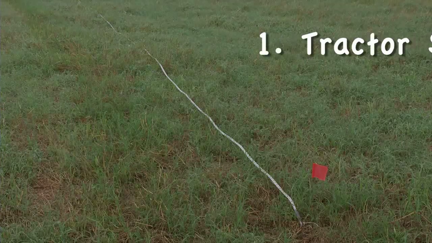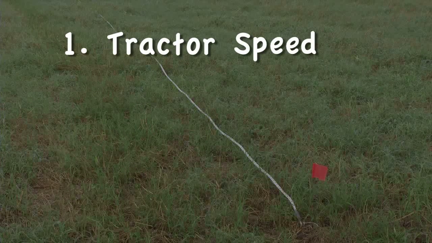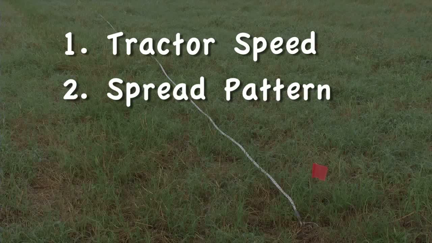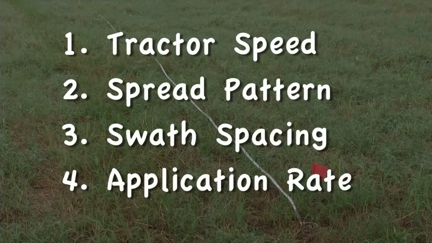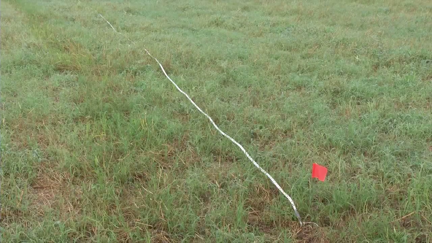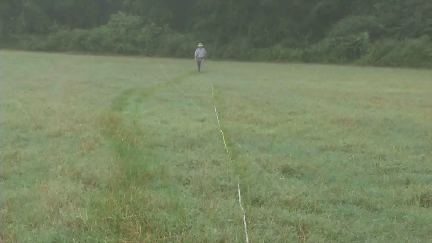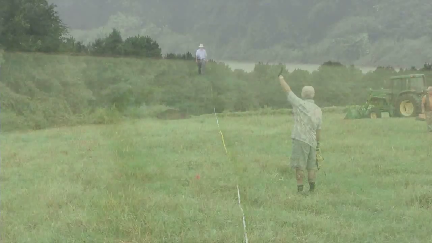The first step is to determine tractor speed. Next, we determine the spread pattern. In step 3, we calculate the effective swath width or swath spacing, and then finally we will determine the application rate. To measure tractor speed, measure and flag a distance of 100 to 200 feet.